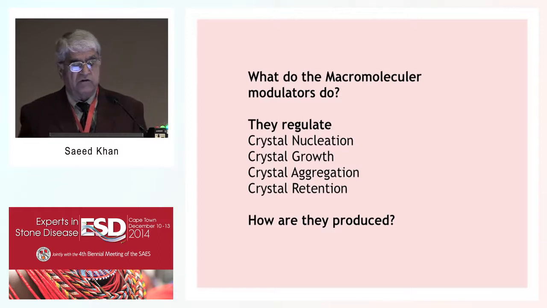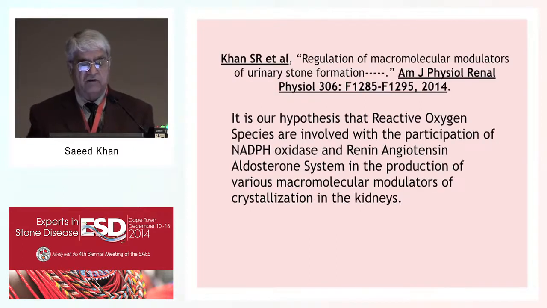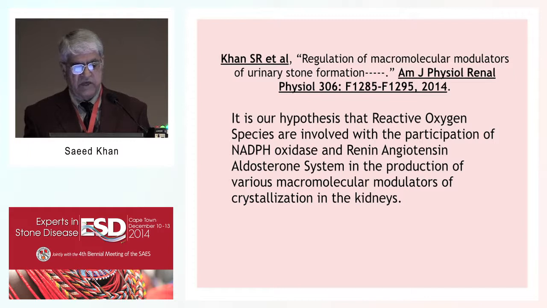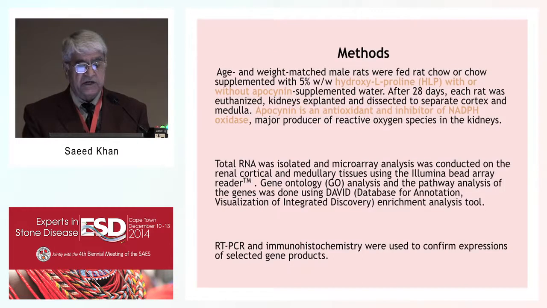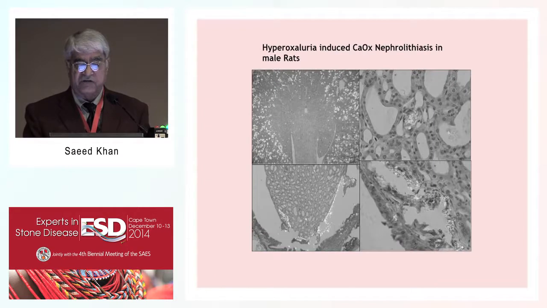So what are the mineralization modulators doing? We know they regulate nucleation, growth, aggregation, retention. But so far, we don't know how they are produced. So in our model system, as I was telling you this morning, our idea is that reactive oxygen species are involved, with the participation of NADPH oxidase and the renin-angiotensin-aldosterone system, in the production of various macromolecular modulators of crystallization in the kidney. That was our hypothesis. We used the same method as I told you this morning. We made them hyperoxaluric. We also gave them apocynin, which is an antioxidant and inhibitor of NADPH oxidase.